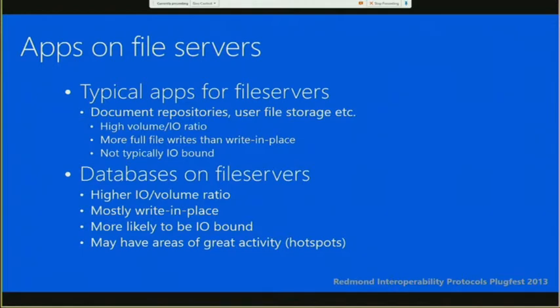Again, SQL Server is a high IOPS volume workload. SQL Server tends to overwrite in place, so you have a couple of terabyte data file, and we're going to overwrite an 8K page somewhere in the middle there. Very unusual for file servers to have that kind of workload. And typically, we have hotspots in the data files, so not all data is accessed equally. There's usually a moving hotspot.